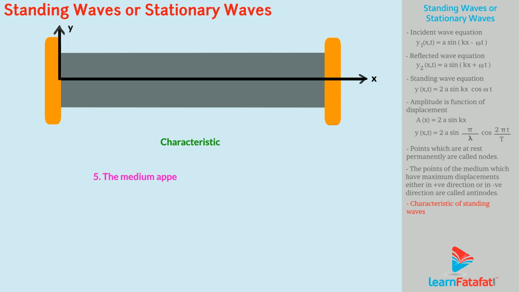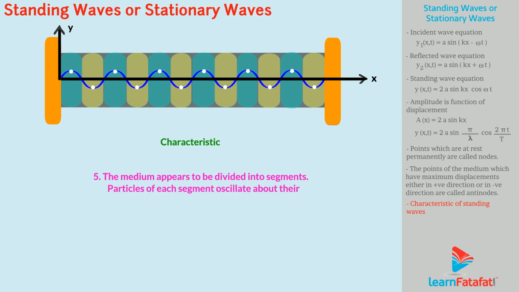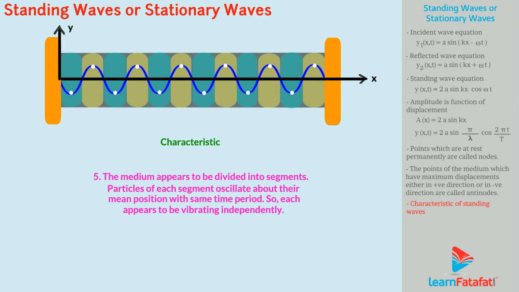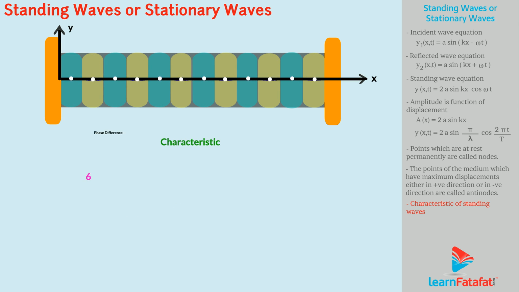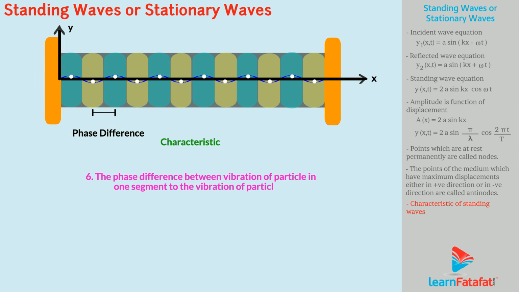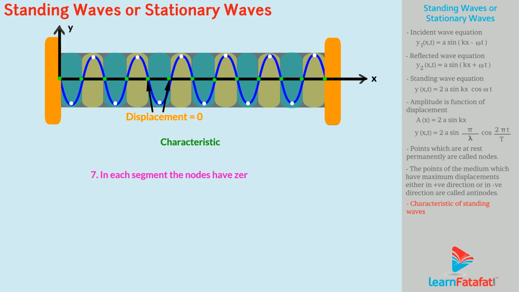The medium appears to be divided into segments. Particles of each segment oscillate about their mean position with the same time period. So, each segment appears to be vibrating independently. The phase difference between the vibration of a particle in one segment and the vibration of a particle in the neighboring segment differs by π or 180 degrees. In each segment, the nodes have zero displacement and the antinodes have maximum displacement.